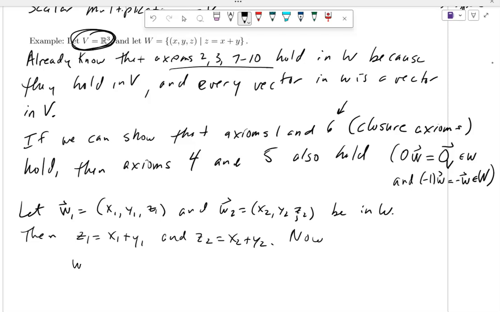Now, what happens when we take W1 and add W2? Well, I'll get (X1 plus X2, Y1 plus Y2, Z1 plus Z2), right? That's how we add them, isn't it? Okay. Now, what do I need to show? If this is going to be back in W again, what has to happen? Yeah, the first two have to add to the third, right?